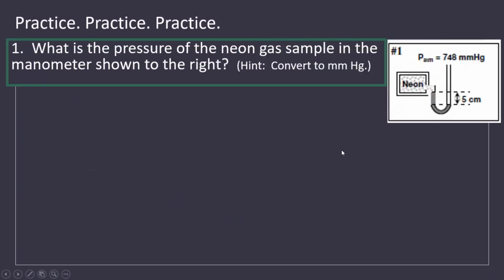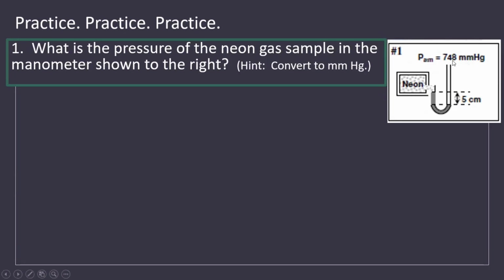So let's practice. Okay, so this one is an open-ended manometer. What is the pressure of the neon gas sample in the manometer shown on the right? Hint: convert to millimeters of mercury. It shows us 5 centimeters. Do you remember how many millimeters are in a centimeter? There are 10 millimeters in a centimeter, so that would be 50 millimeters.